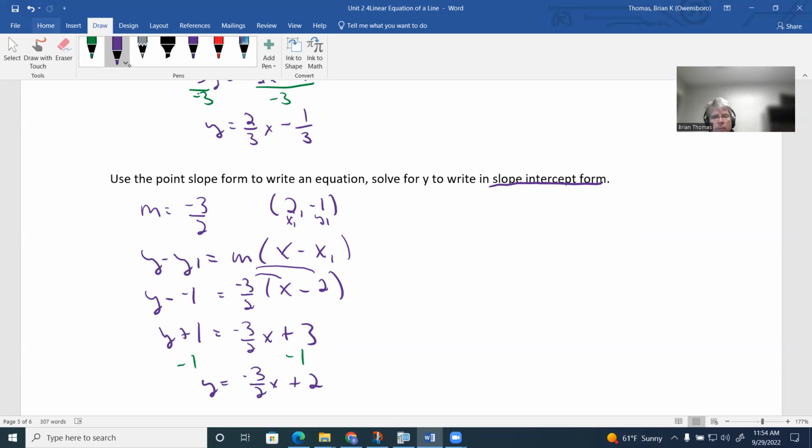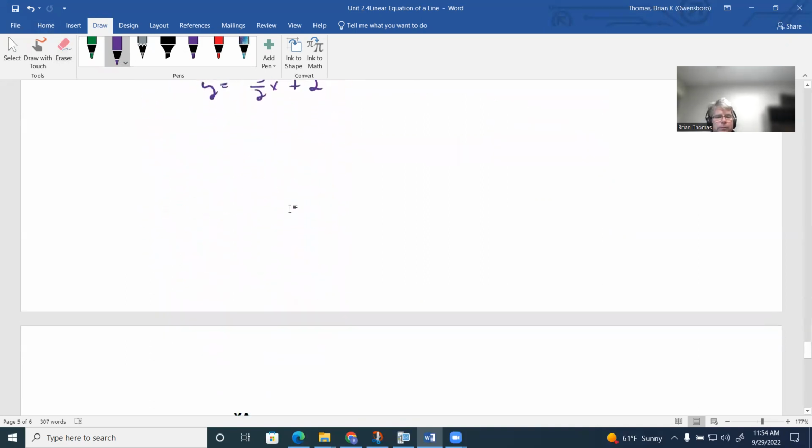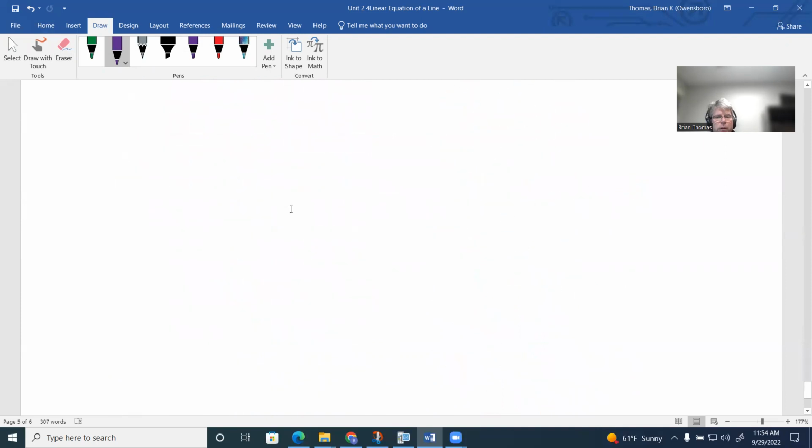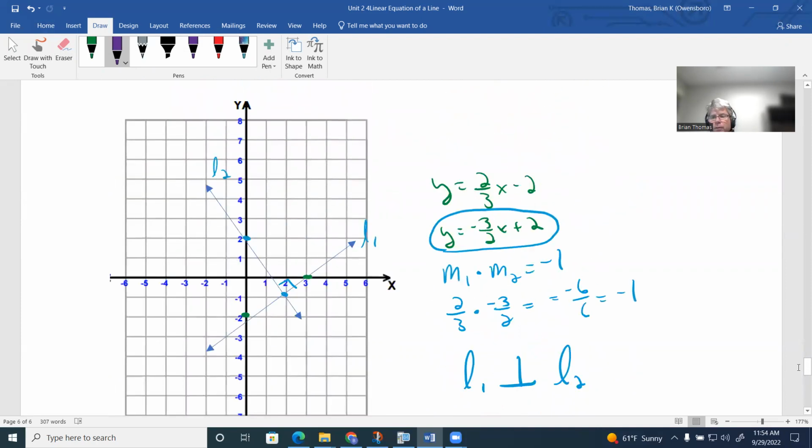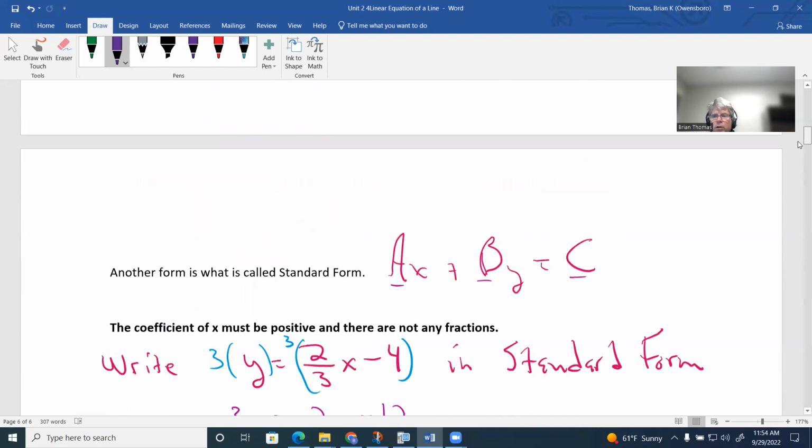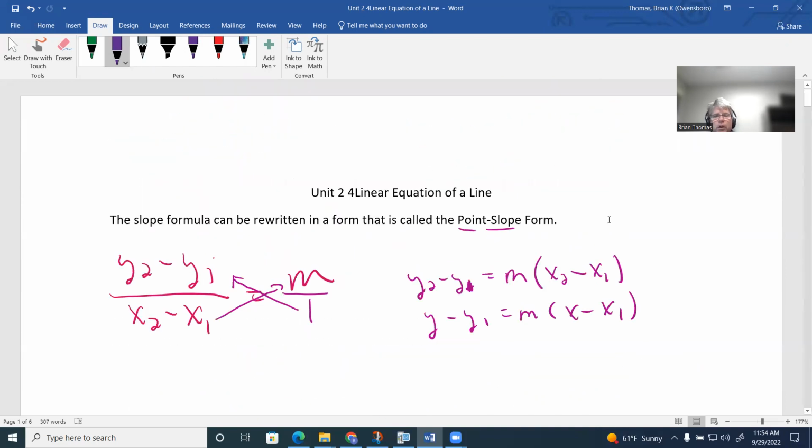So I like these types of questions here. It makes you think a little bit more. Alrighty. So that concludes this lesson on writing equations of lines.